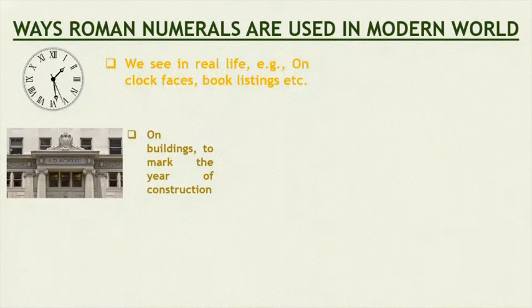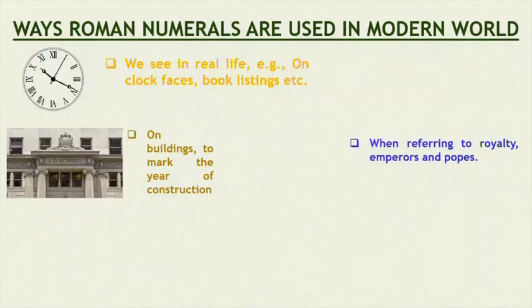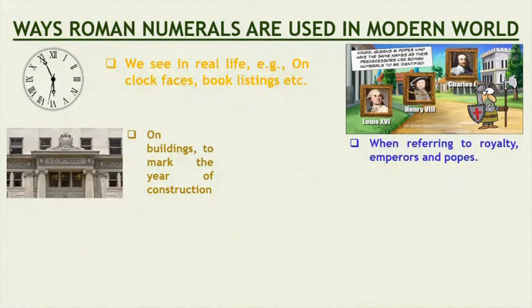Number 3, when referring to royalty, emperors and popes. Example, Louis XVI, Henry VIII and Charles I. Kings, queens and popes who have the same names as their predecessors use Roman numerals to be identified.